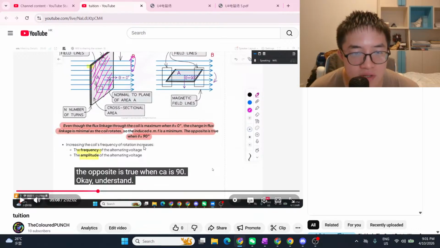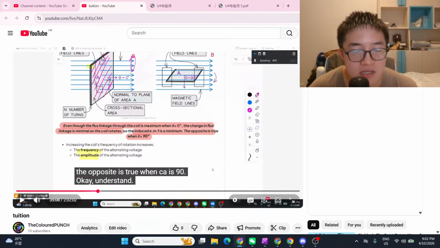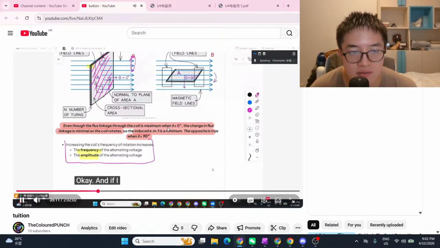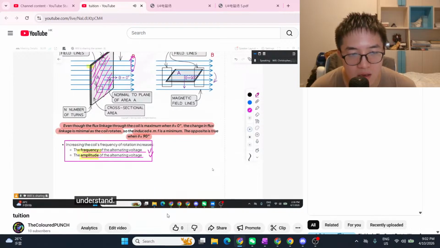Increasing the coil's frequency of rotation increases the frequency of the alternating voltage and the amplitude of the alternating voltage, because by increasing the frequency you increase the angular velocity, which increases the amplitude of the alternating voltage. If I rotate the coil faster, the frequency of the alternating voltage and the amplitude will also increase. Understand that?